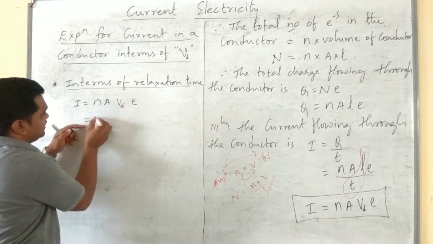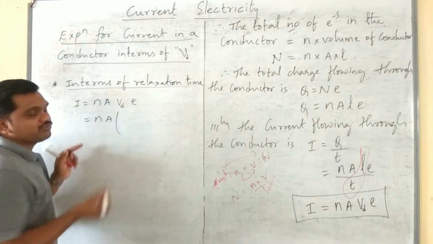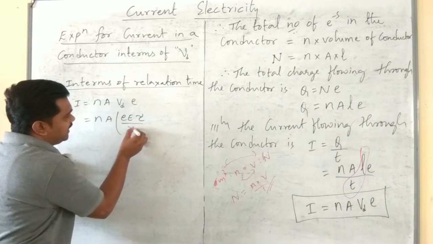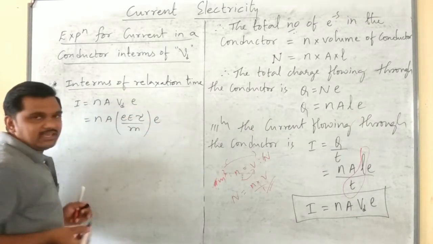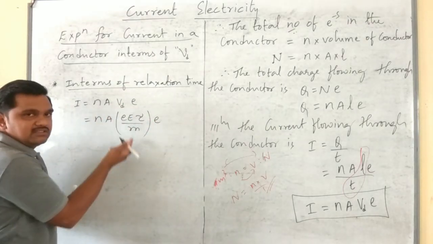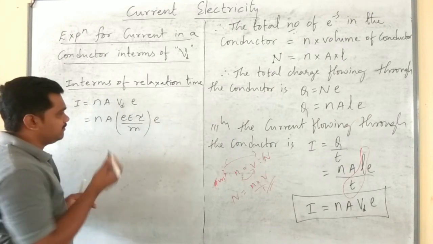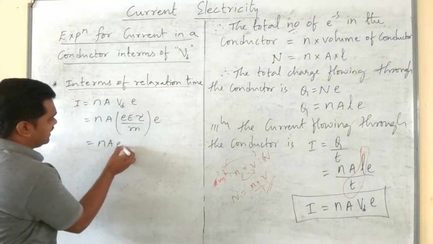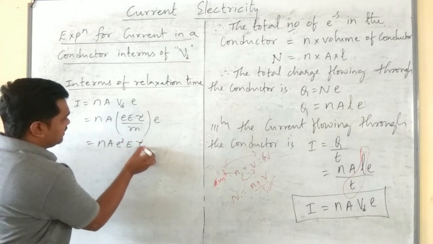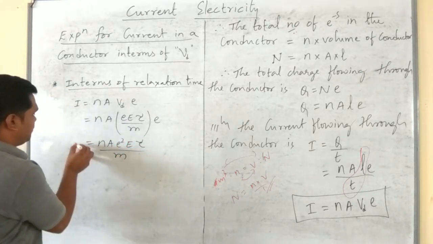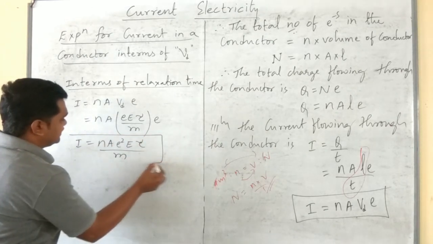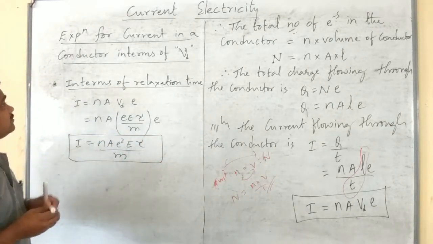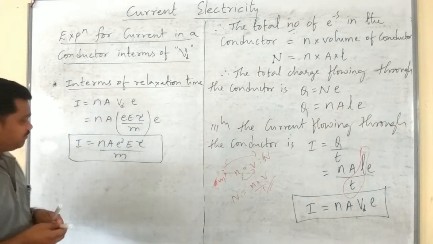Fine. Here I is equal to n A v_d e. We have got n A. What is the expression for v_d? That is e E tau divided by m. I have taken only the magnitude of the drift velocity. Now on solving, we get n A e square E tau over m. This is the expression for current in terms of relaxation time.